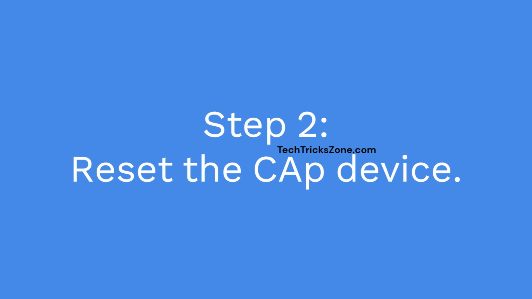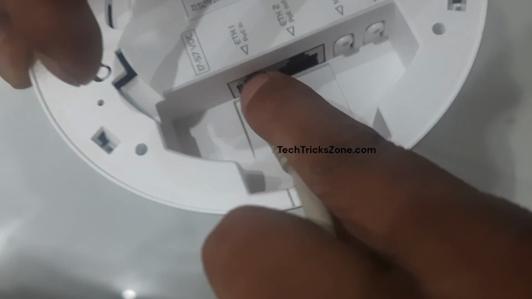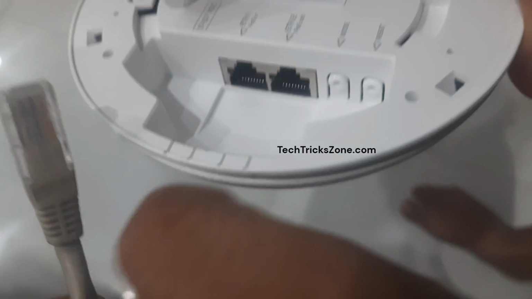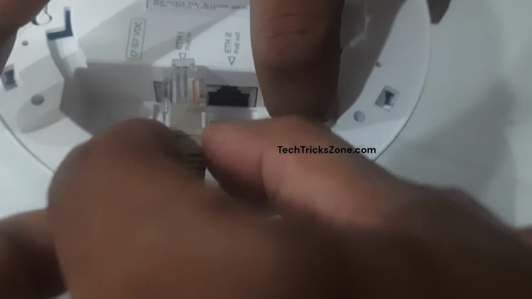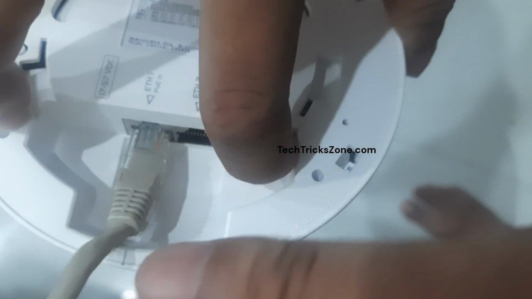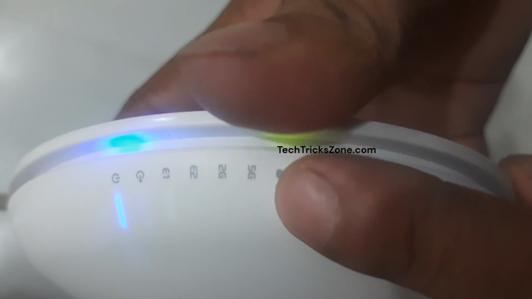Step 2. Reset the cAP device. First, power off the cAP device. Unplug the Ethernet cable. In power off mode, press the reset button and then turn on power. Turn the cAP device to the front face and monitor the LED lights. Release the reset button when the user LED lights start flashing.